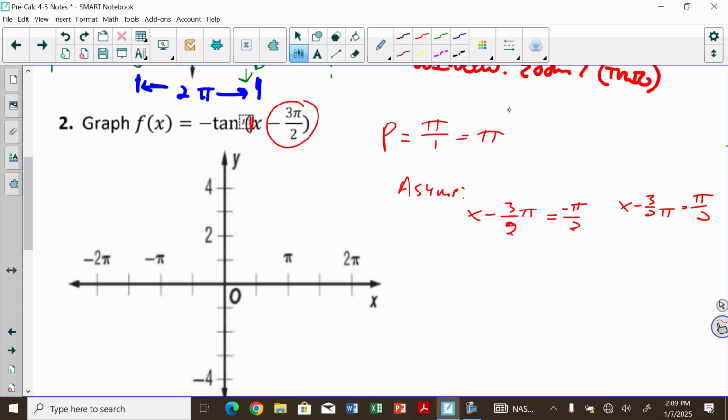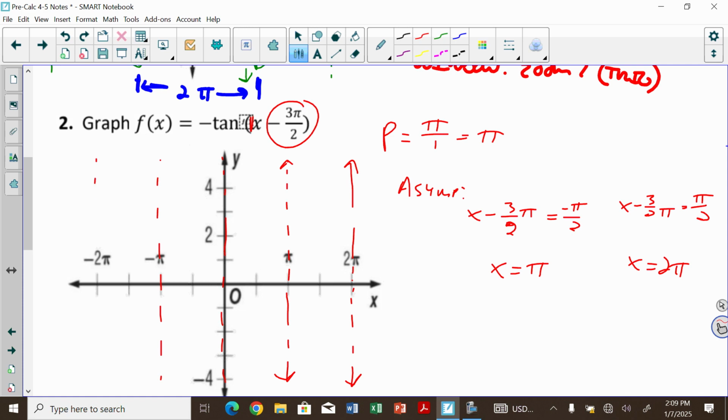And solving for those, what you're going to get is x equals pi, and then x equals 2 pi would be your asymptotes. So when I do that, I know at pi, I've got an asymptote here. So these will give you consecutive asymptotes. Boom, boom. And this one would be here as well. Okay. So that means that every pi, you're going to have an asymptote. So there would also be one at the y-axis. There would be one at negative pi as well. And there would be one here at negative 2 pi.